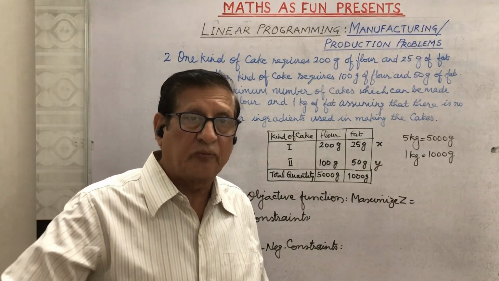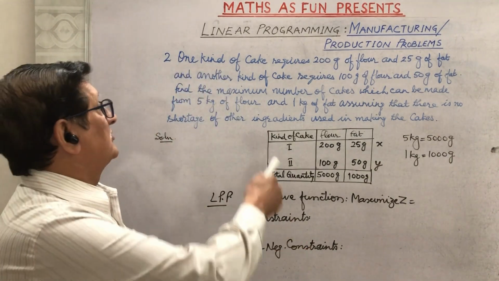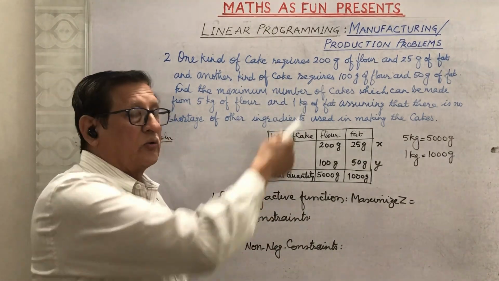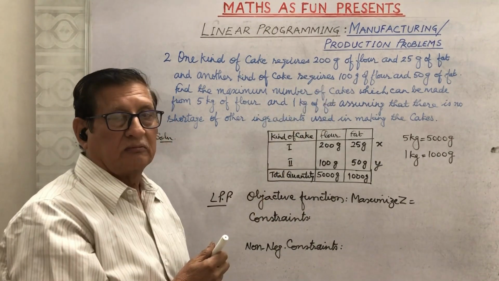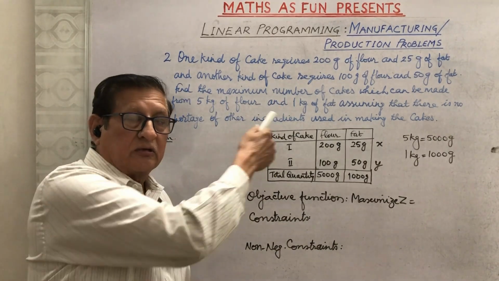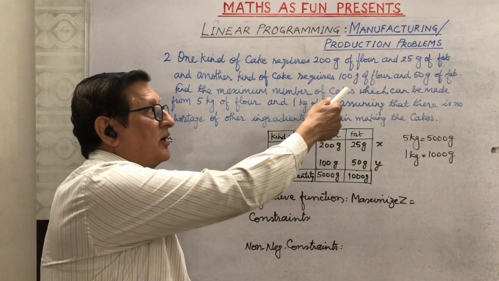Now we discuss one more problem. One kind of cake requires 200 gram of flour and 25 gram of fat, and another kind of cake requires 100 gram of flour and 50 gram of fat.